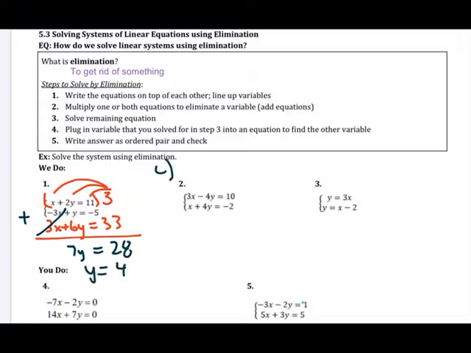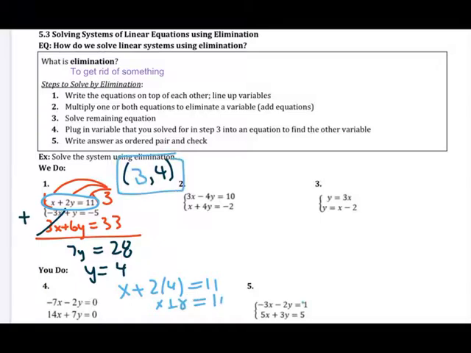Now remember, we just found half of our solution. We need to find the other half, and we can find that by plugging y in. So I'm going to circle this first equation. X plus 2 times 4 equals 11. So what plus 8 is 11? X is going to be 3.